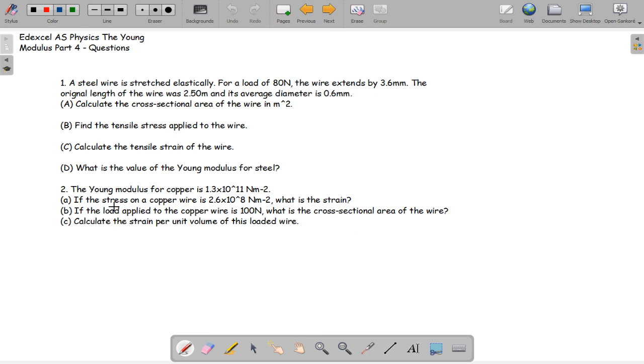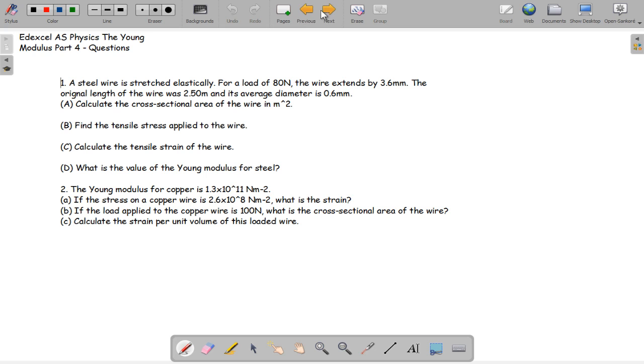So this is assuming that the Young modulus has already been found. If the stress on the copper wire is 2.6 times 10 to the 8 N m to the minus 2, what is the strain? And if the load applied to the copper wire is 100 newtons, what is the cross-sectional area of the wire? And calculate the strain energy per unit volume of the loaded wire. So I'll give you a 5-second pause, and you can have a go. Rewind if you're stuck.